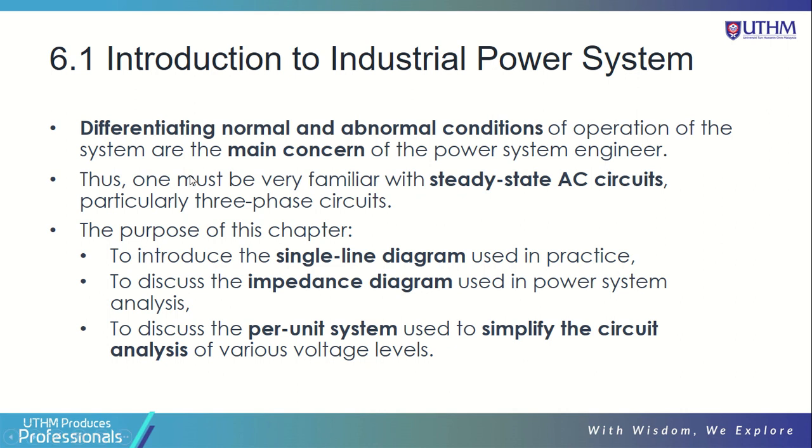Distinguishing or differentiating the normal and abnormal conditions of operation of the system is the main concern of the power system engineer. Thus one must be very familiar with steady state AC circuits, particularly three-phase circuits. Previously we already discussed three-phase circuits, where we focused on the balanced three-phase circuit. So the main purposes of this chapter are, number one, to introduce the single line diagram used in practice. Number two, to discuss the impedance diagram used in power system analysis. And the last one, to discuss the per unit system used to simplify circuit analysis of various voltage levels.